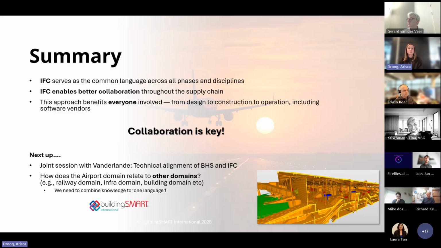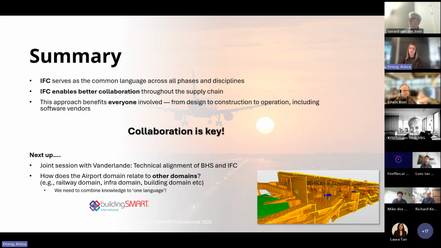Next steps is the joint session with Vanderlande. Edwin is in the call right now, but it will be focusing on technical alignment of the BHS and IFC. But also looking at the airport domain in relation to the other buildingSMART domains. For example, the railway domain, the infra domain, building domain. The picture that you see on the right corner shows Schiphol Plaza. And basically all of the different colors represent different domains. So even though we are at an airport here, it's really not that airport specific.